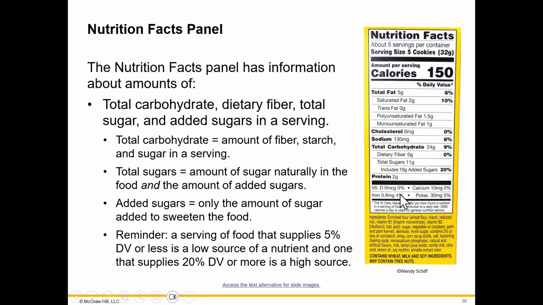So as we go throughout the semester, definitely focus on the total carbohydrate number and the added sugar number, and try to make sure that these two are as low as possible. And if you are going to eat a carbohydrate, then make sure it is in the form of a complex carbohydrate with as few added sugars as possible.